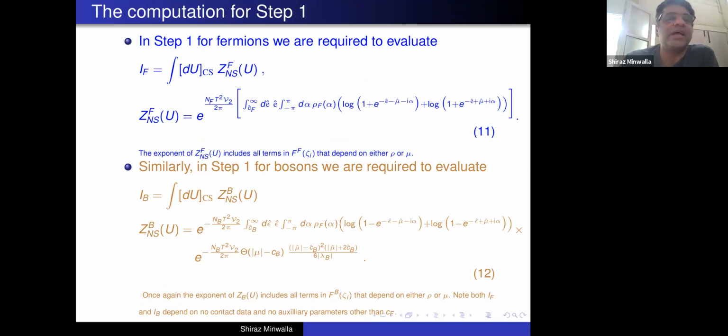Focusing on fermions for the moment. In step one, what we're asked to do is to evaluate the integral over U of this quantity. Now, for bosons, we're asked to do something very similar. The difference between fermions and bosons is that the bosons, in addition to having this nice looking sum of logs, which are very familiar and we'll very soon interpret, also have this very odd theta function piece, a piece that kicks in only when the chemical potential of the theory is larger than the CB, which, as we will see, is the interpretation of a mass, the thermal mass of the bosonic particle. So it's the kind of thing that comes in when the bosons want to Bose-condense.